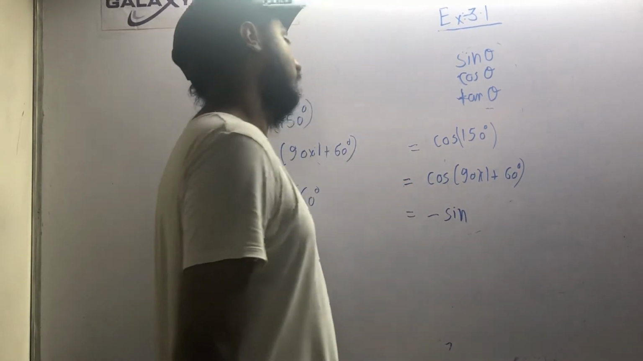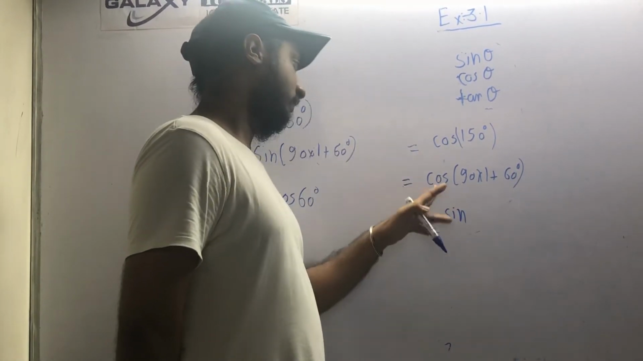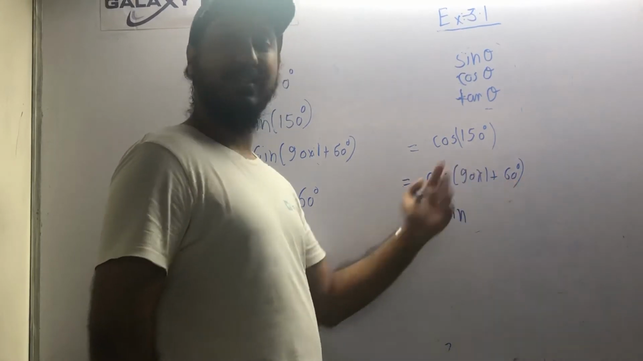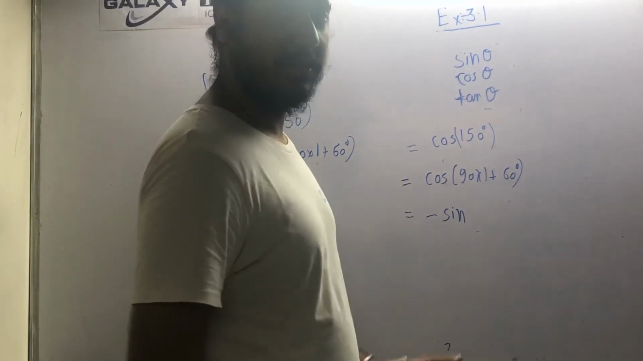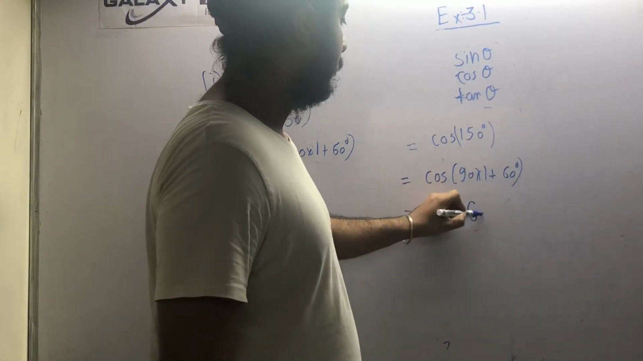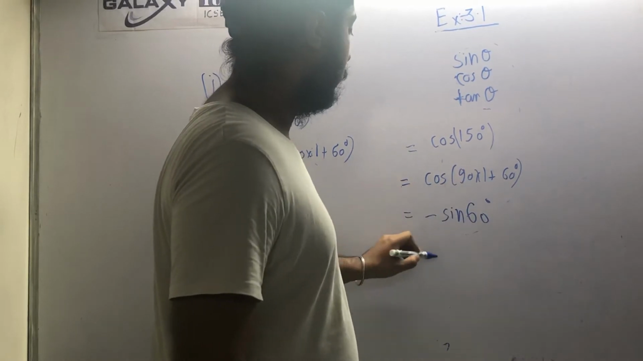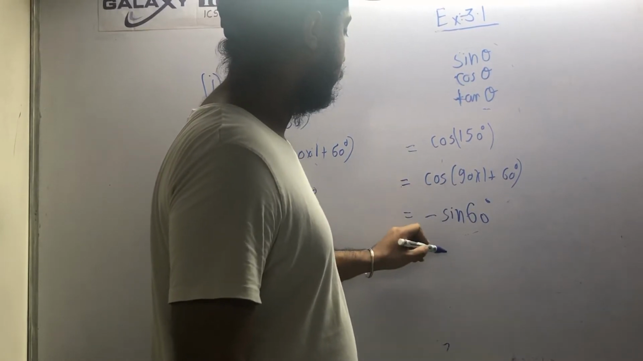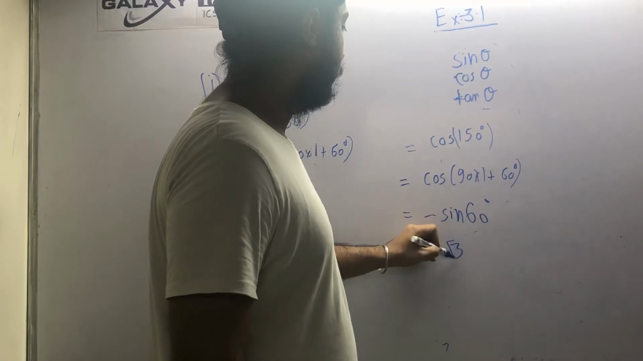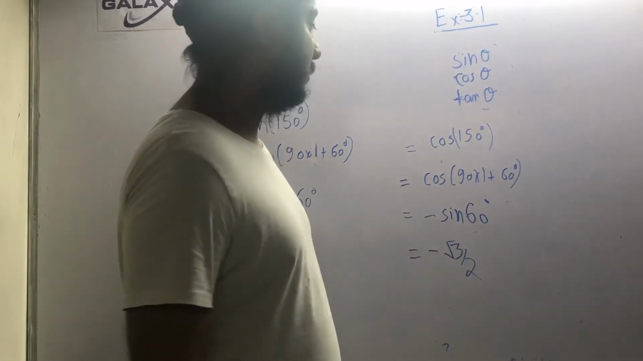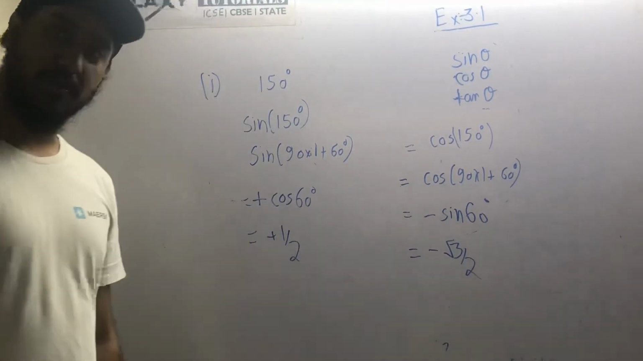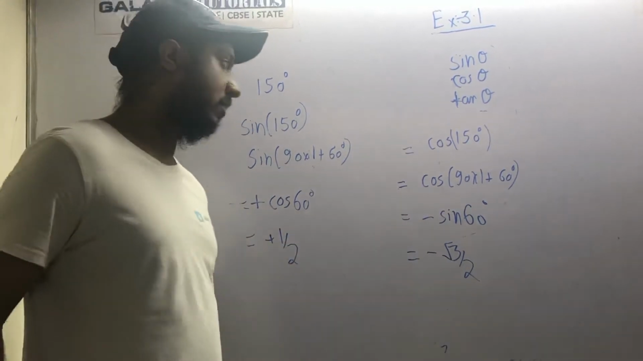Okay, now sine. The remaining thing is 60 degrees, so you will write here 60 degrees. So how much does this come out to be? Minus root 3 by 2. Sine 60 is how much? Root 3 by 2, and so the answer is minus root 3 by 2.